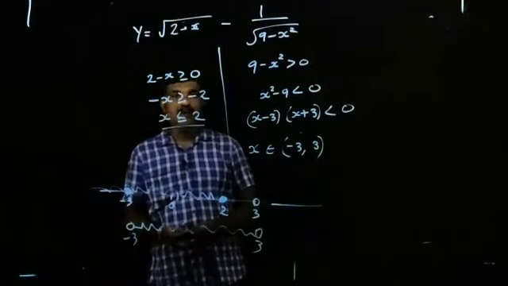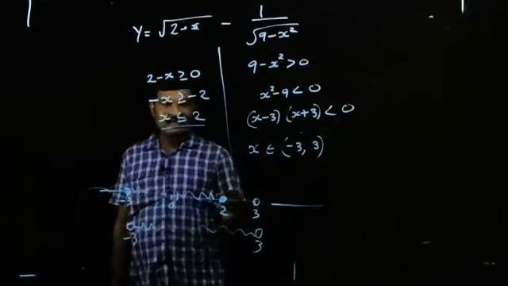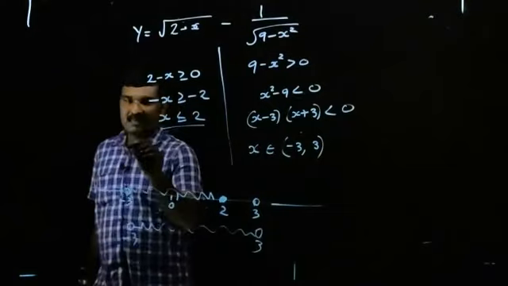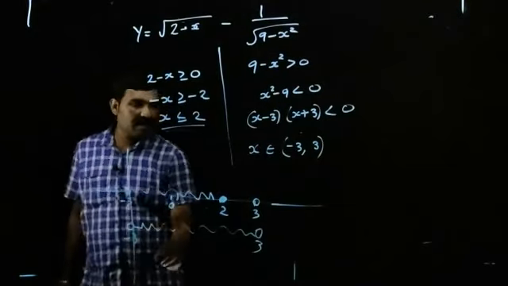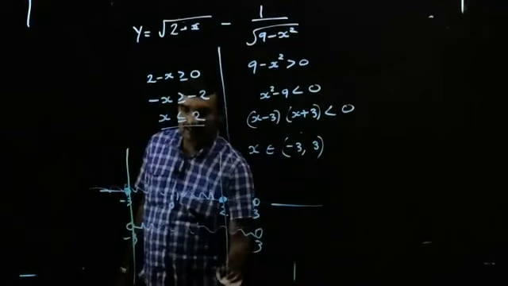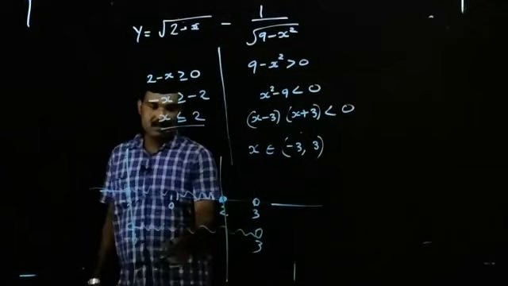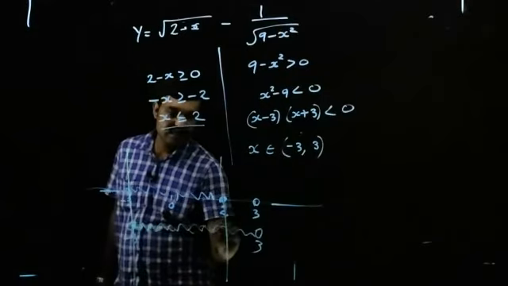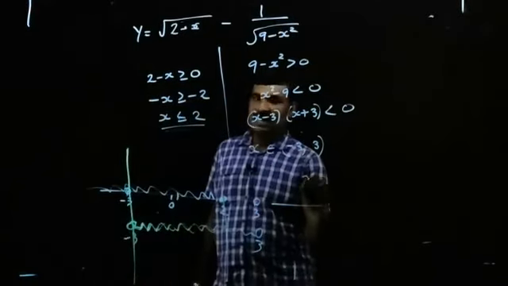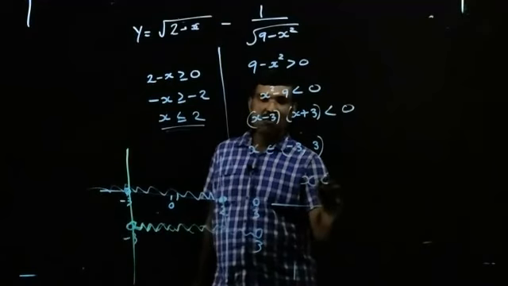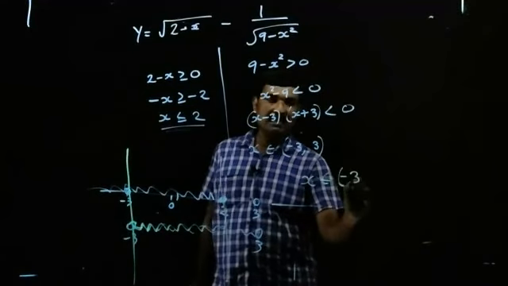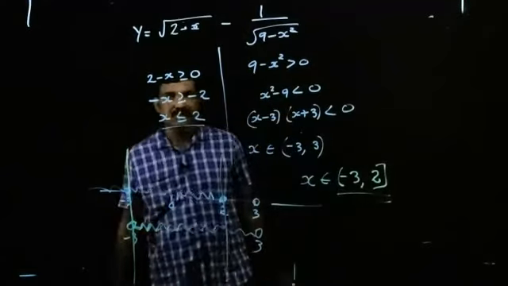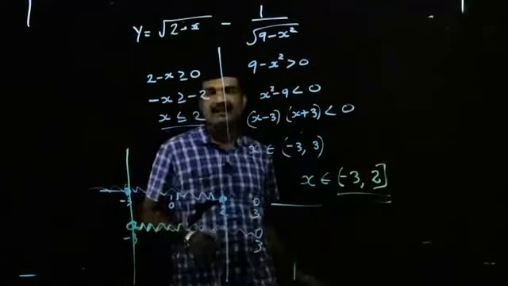Now, what is the common area or intersection? We have this section, and up to this 2 is included, but -3 is excluded. So this area will represent the intersection. So we can say x belongs to the open interval -3 to 2, with 2 closed. So this is the domain for this function.